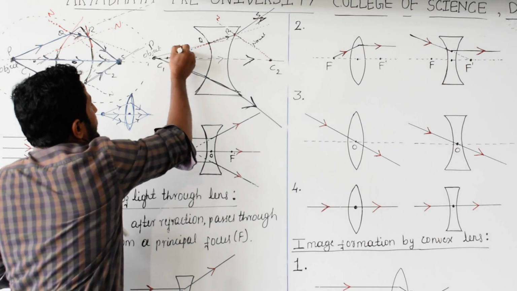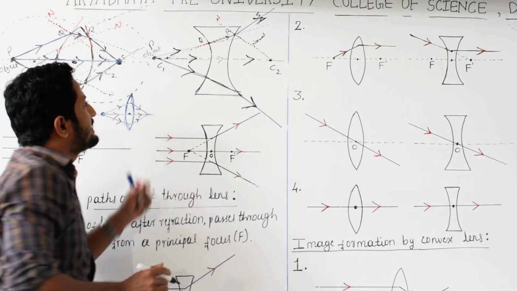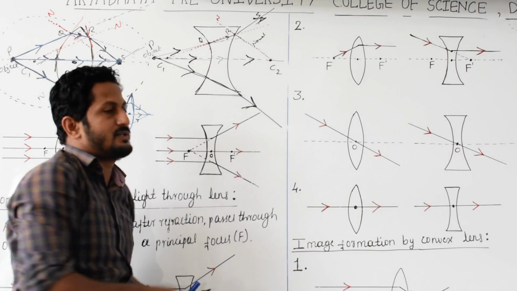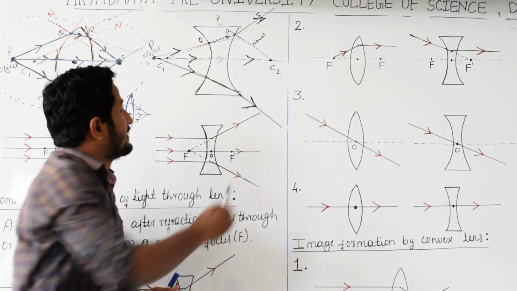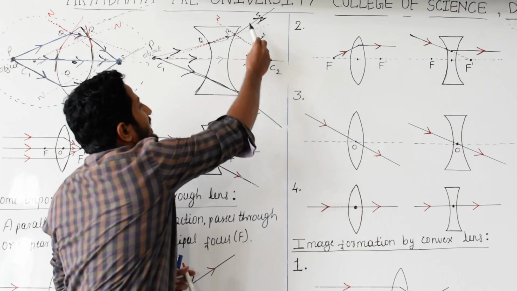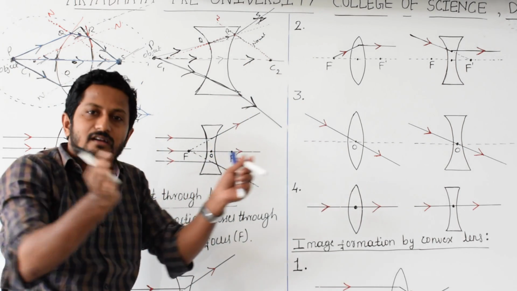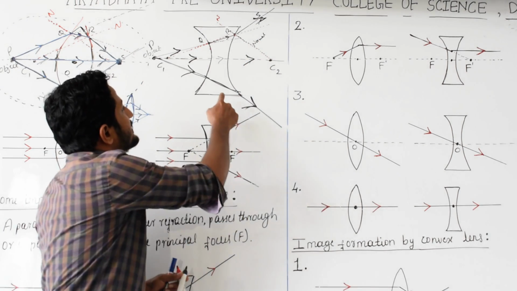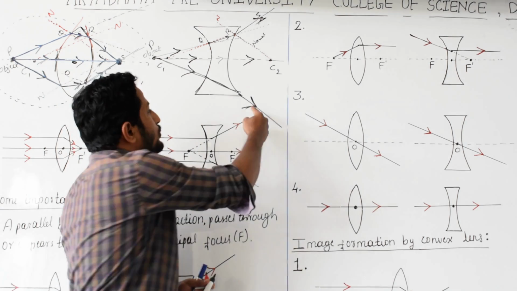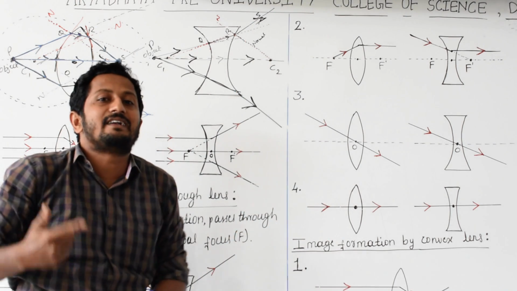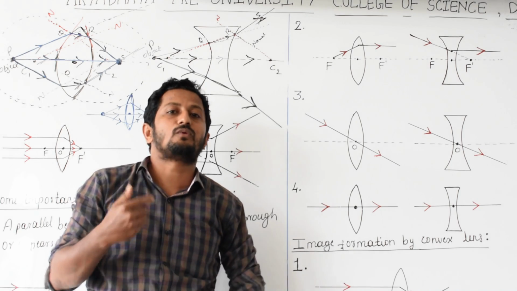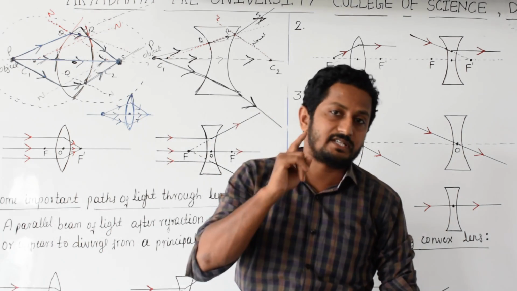These three incident light rays on that concave lens, after getting refracted from that concave lens, appear to be diverging. They are diverging. I mean this concave lens is going to diverge those refracted light rays. That's why we have to call that concave lens a diverging lens.